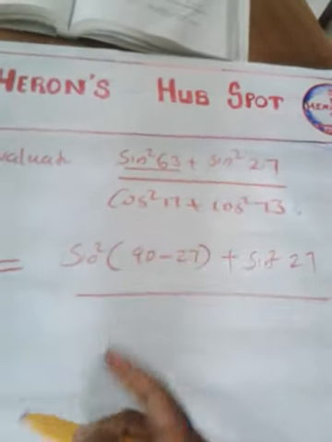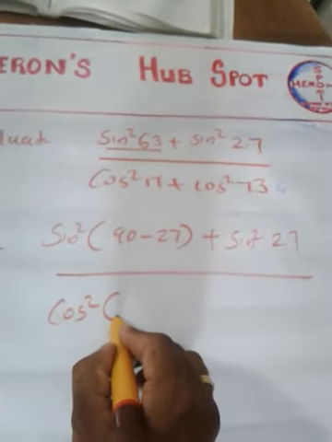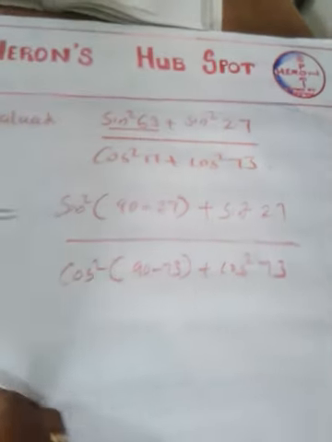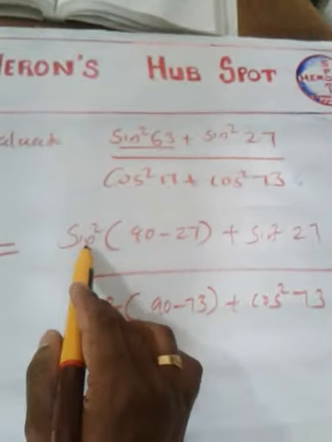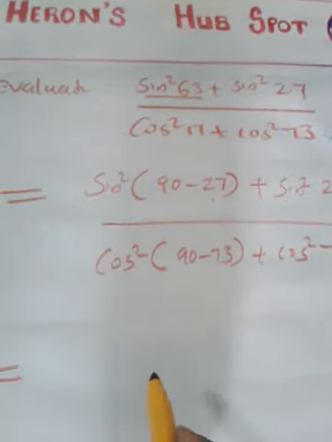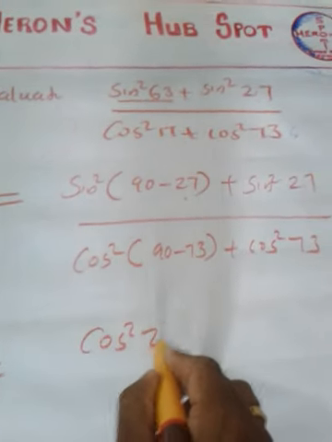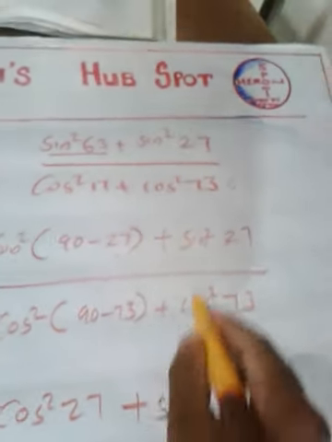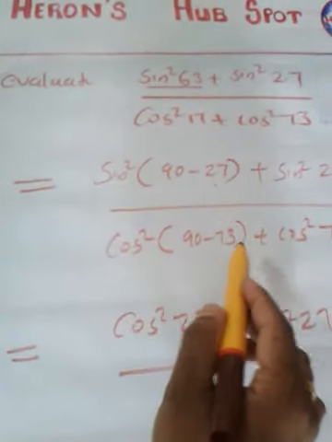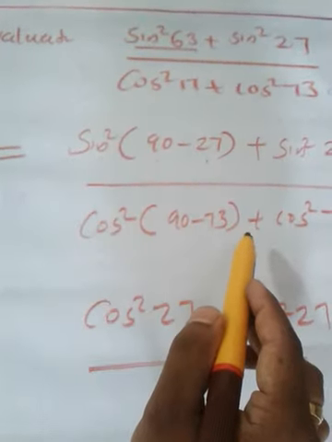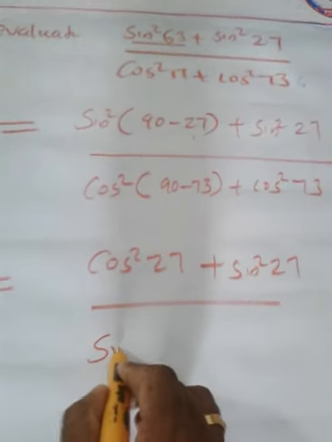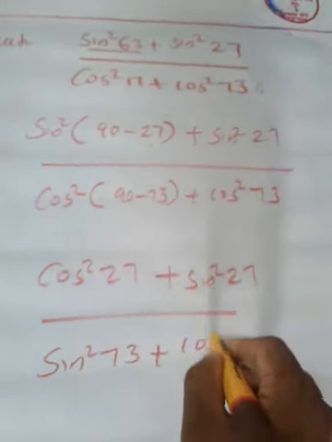And here in the denominator, instead of cos square 17, what can we write? Cos square of 90 minus 73, plus cos square 73 as it is. Now let us see: sine of 90 minus something is cos of something. Then sine square of 90 minus something is cos square something, that means cos square 27 plus the next term, sine square 27. It is in the form cos square of 90 minus something. Cos of 90 minus something is sine something, so cos square of 90 minus something is sine square something: sine square 73 plus cos square 73.